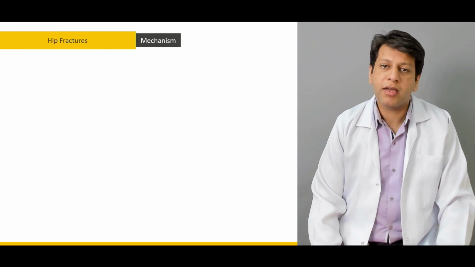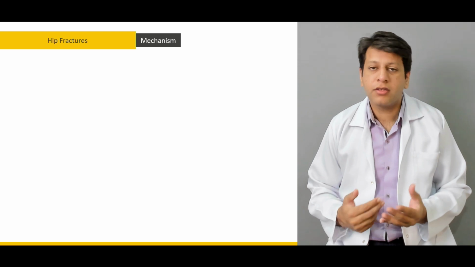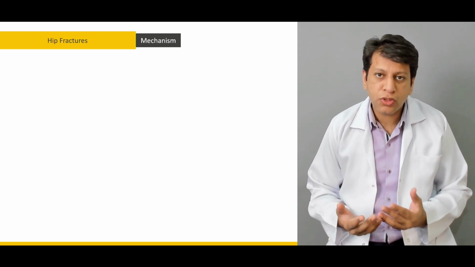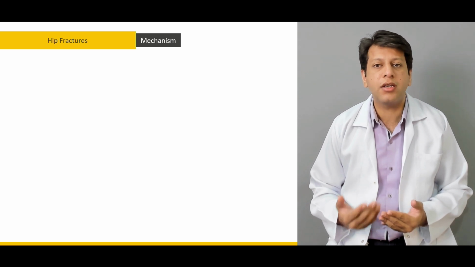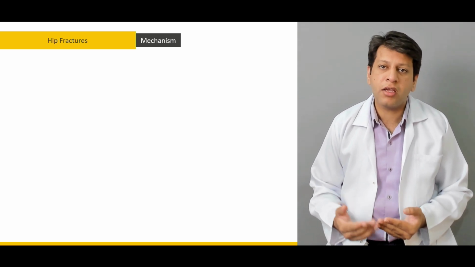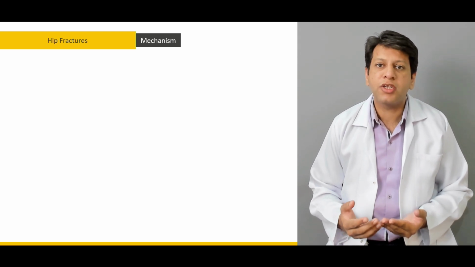Now coming to the mechanism, how one can actually have a hip fracture. There are multiple mechanisms. Usually in young adults, this is associated with very high energy trauma, for example RTA, car accidents, or maybe a fall from a bike at a very high speed.